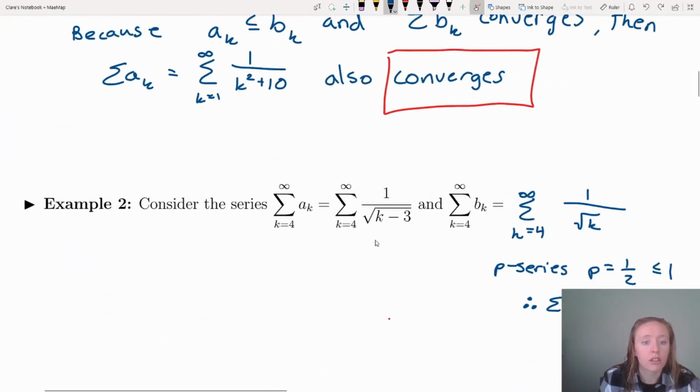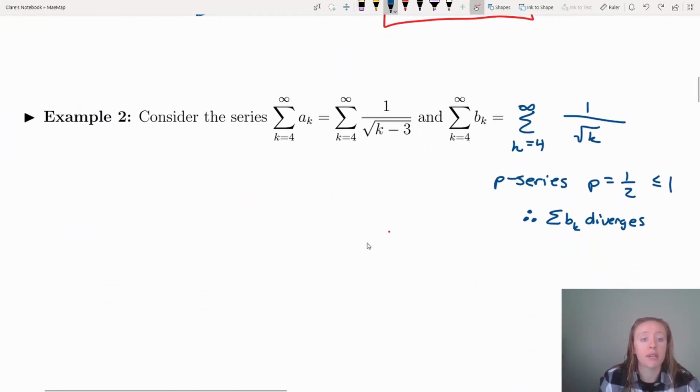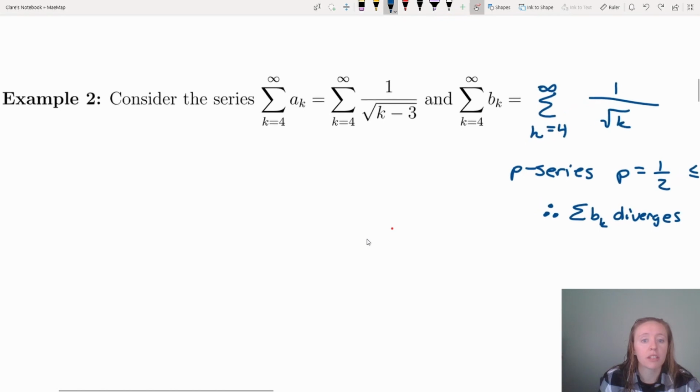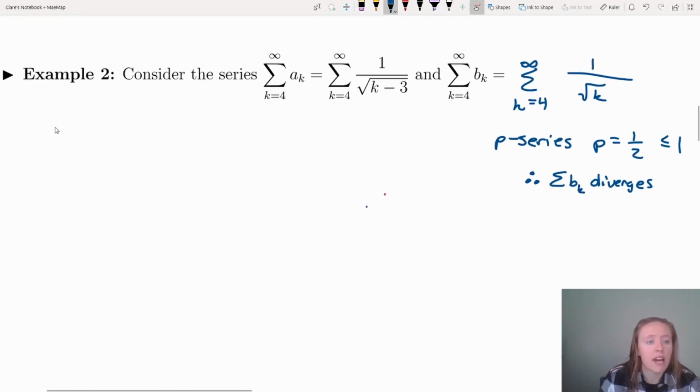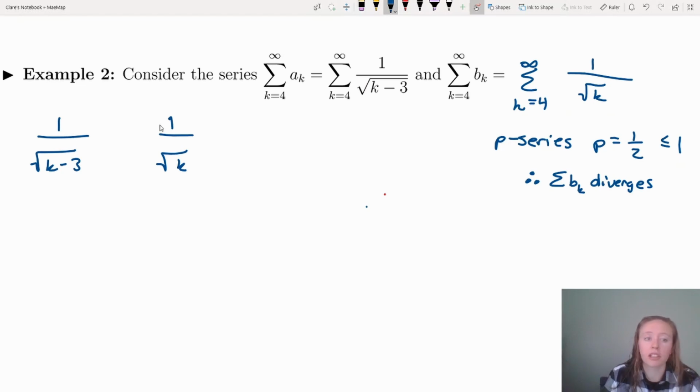So, scrolling back down to our example, we got that b sub k diverges, so now we're going to compare a sub k with b sub k. So now a sub k, which is 1 over the square root of k minus 3, we're going to compare with 1 over the square root of k. If we look at our numerators, the numerators are the same. We have 1 and 1, so because they're equivalent, all we need to do is look at our denominator now.